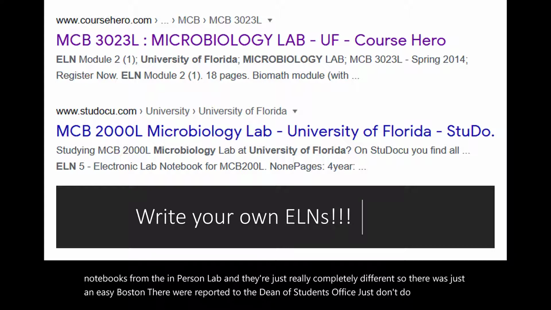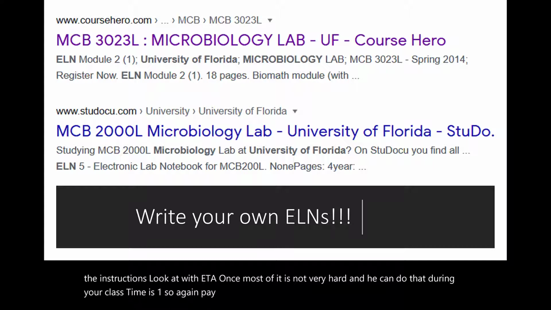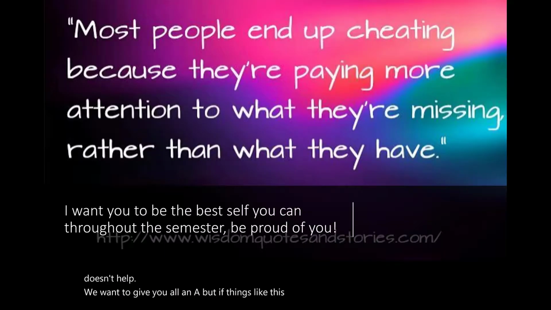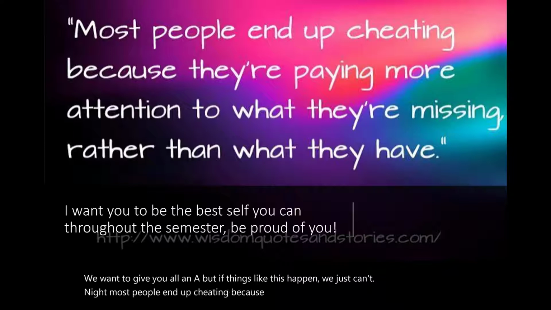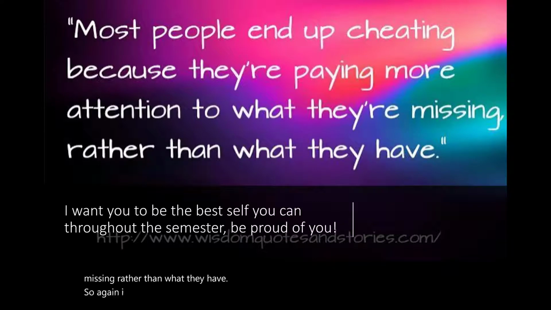Look at the instructions, look at what the TA wants. Most of it is not very hard, and you can do that during your class time as well. So again, pay attention. Don't do anything stupid because it just doesn't help. Again, we want to give you all an A, but if things like this happen, we just can't. All right, most people end up cheating because they're paying more attention to what they're missing rather than what they have. So again, I want you to be the best self you can be, and I want you to be proud of yourself and your work.